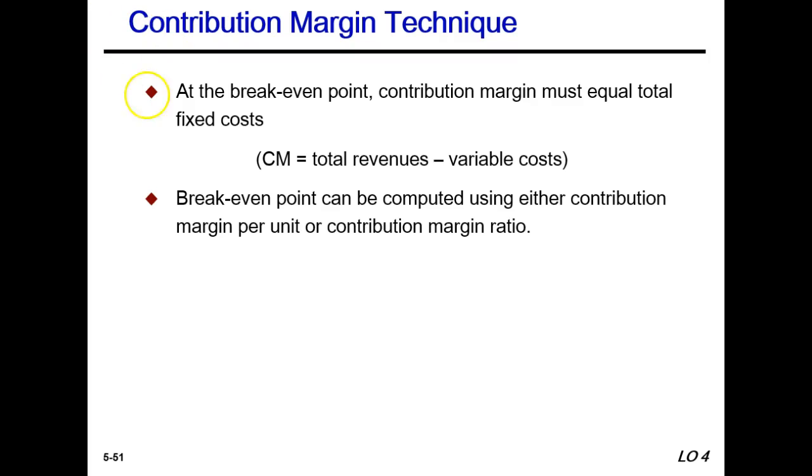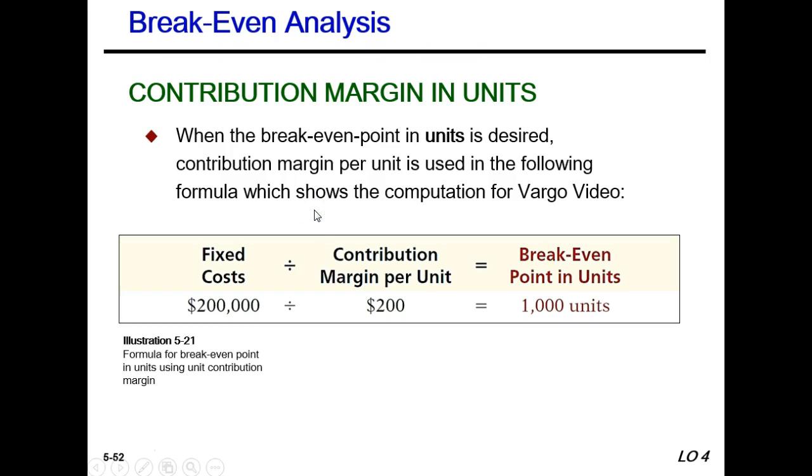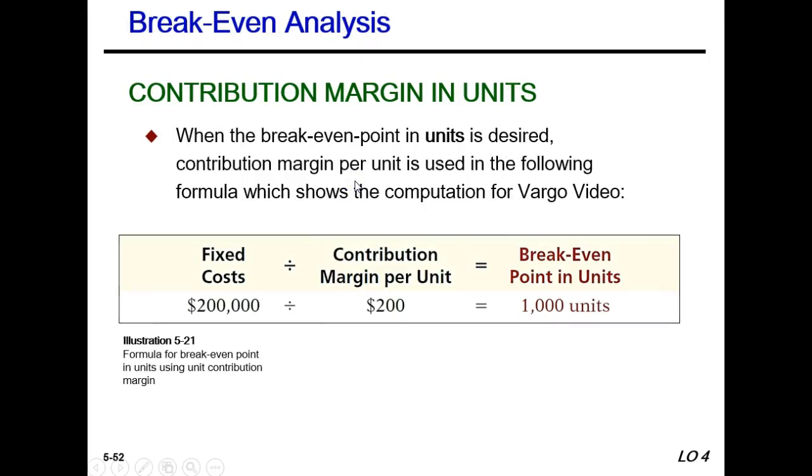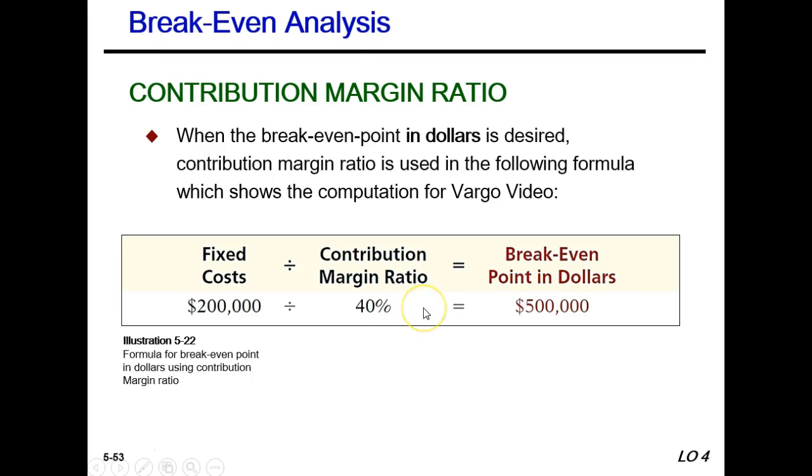Contribution margin technique. Contribution margin equals total revenues minus the variable costs. We can use that to compute the break-even point by computing the margin per unit or the ratio. So, if our fixed costs are 200,000 and our contribution margin per unit is 200, we know we need 1,000 units. Or, we say our fixed costs are 200,000, divide that by our contribution ratio of 40% to know how much we need to show in sales to break even.